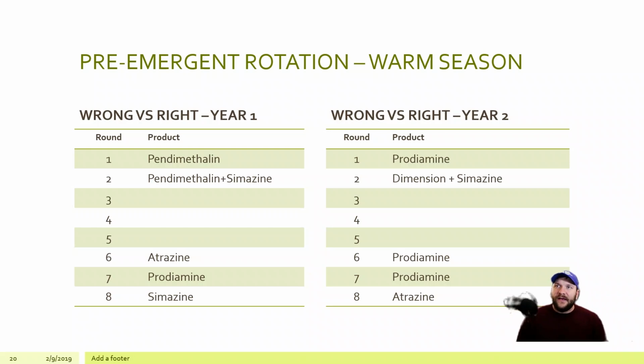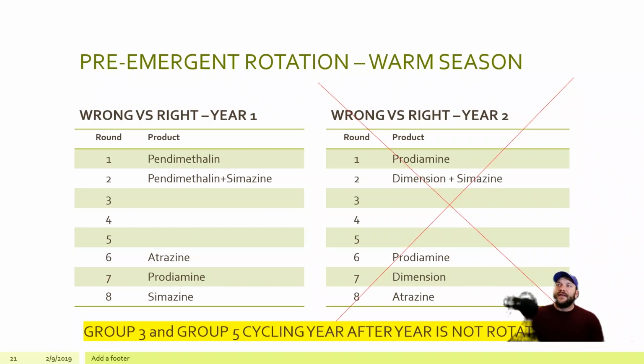Round 1, we lean heavily on pendimethalin in the spring. Round 6, 7, and 8, we're relying heavily on our Group 5 herbicides in the fall with a little bit of kicker from the prodiamine. Year number 2, early rounds, we're rotating. We're running prodiamine and dimension. And then in the fall, we're relying heavily on prodiamine. This is not how to cycle your herbicides. This does not work. You are repeating the exact same program year over year because you're using the same groups over and over.